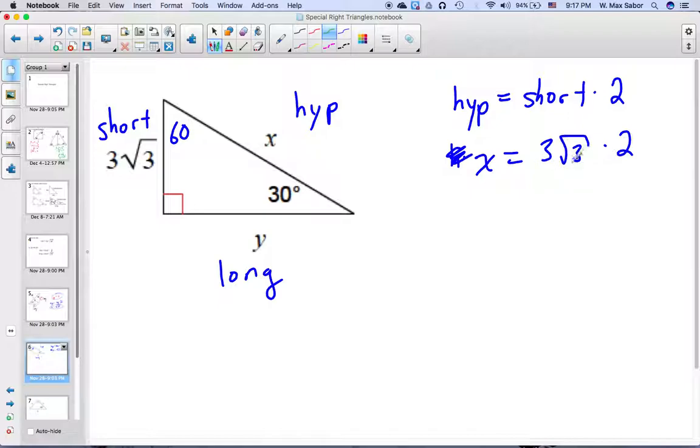And when you do multiplication like this, you multiply what's outside the square roots, and you can multiply what's inside the square roots. So 3 times 2 gives us 6 square roots of 3. And that's what we leave for x.